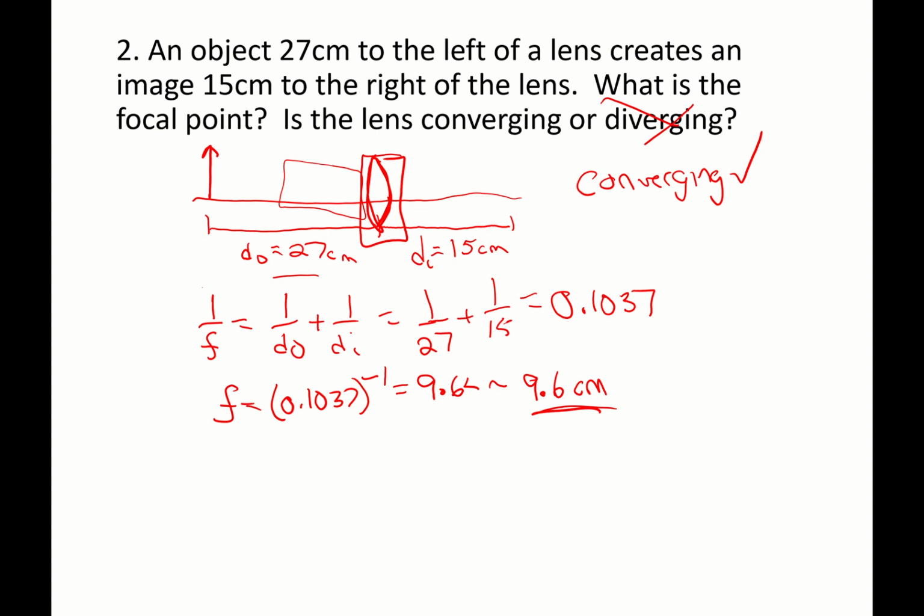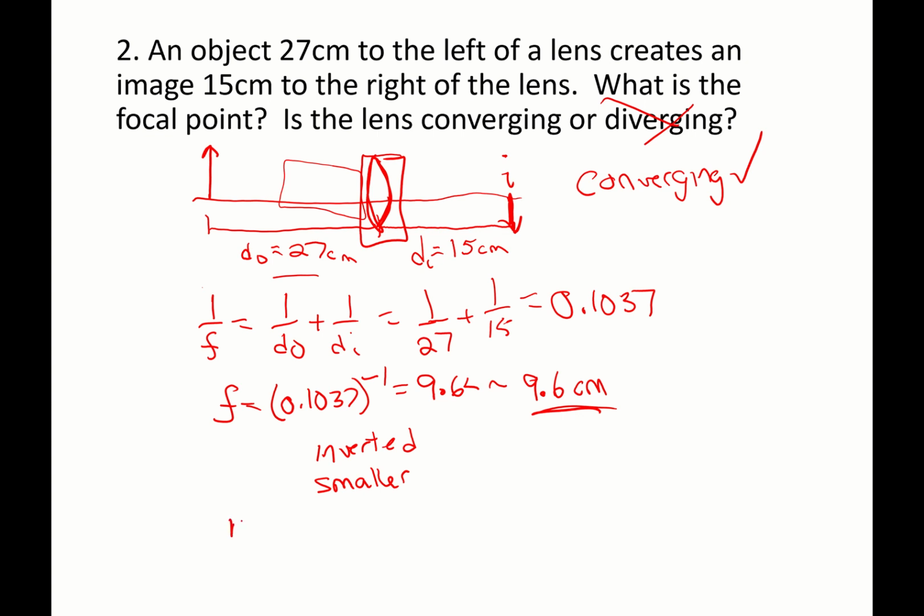If I were to draw my image, how do you think I would draw it? Is it going to be upright or upside down? Well, whenever you have a real image from a single lens, that real image is going to be upside down. So I'm going to draw my image inverted. And will it be larger or smaller? I'm going to say it's smaller. Why is it smaller? Because it's closer to the lens than the object is.